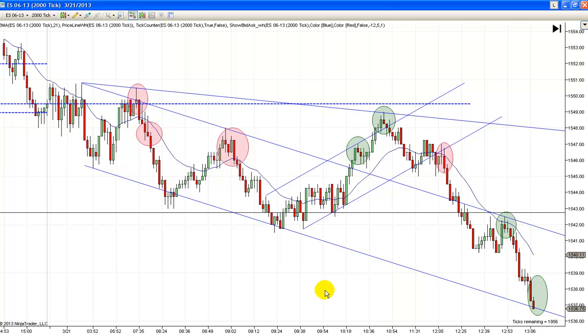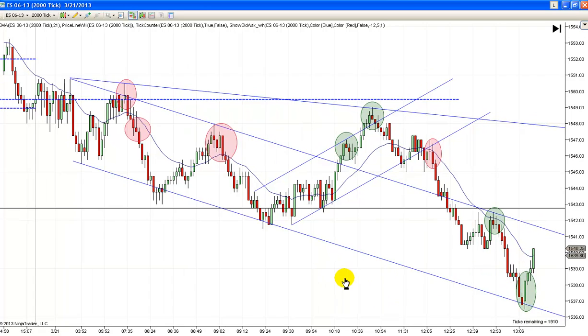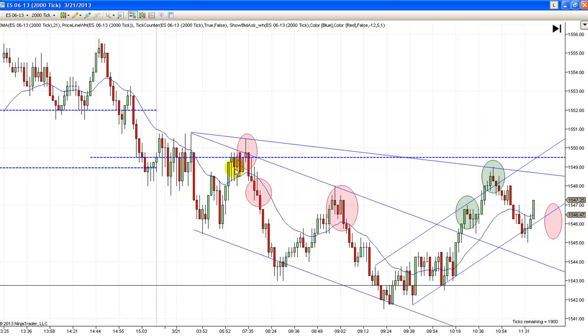They just couldn't work it any higher than that. And I believe that's why they were trying to take it back up, but the selling was too strong. And most people are looking for that retest, and there it goes. So great entry right here. Could have run this all the way down, but guess what?